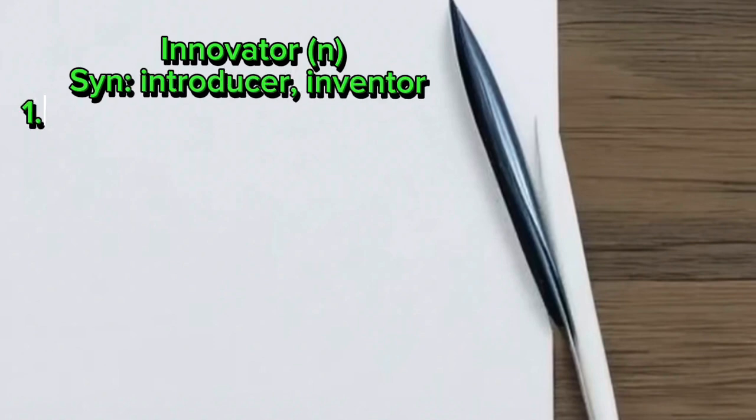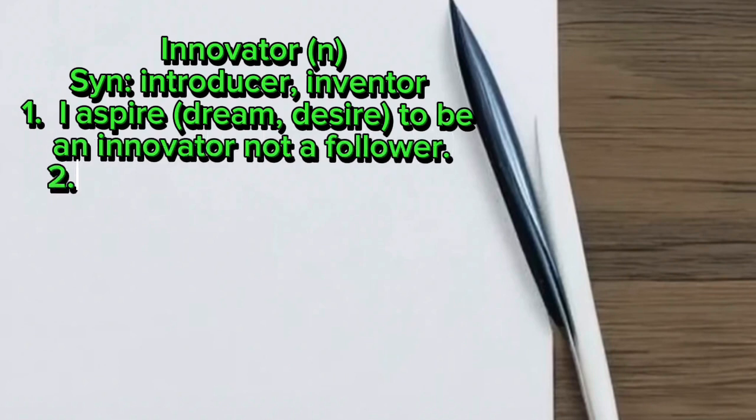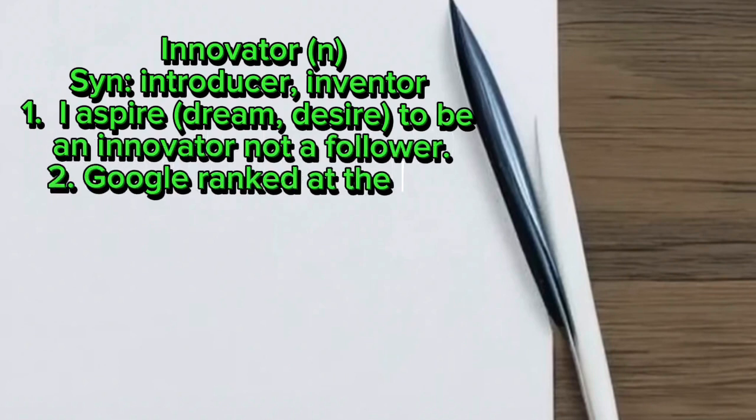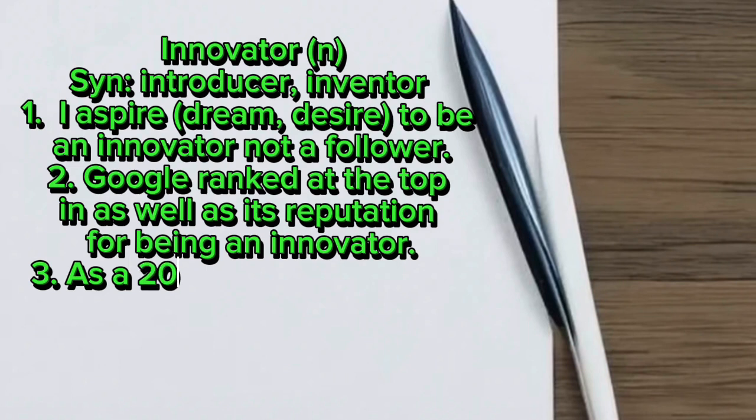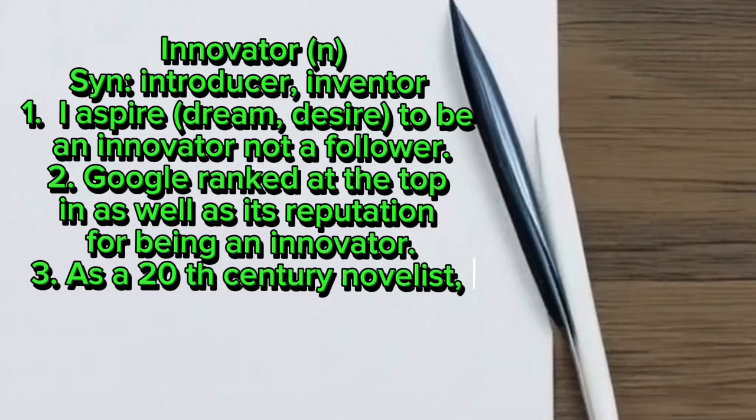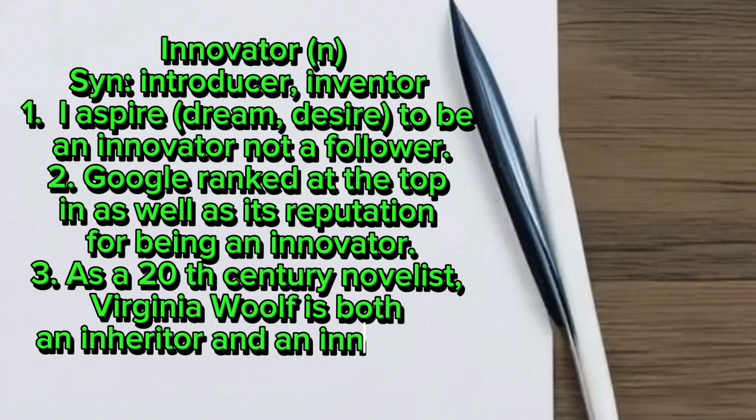Innovator, noun. Synonyms: introducer, inventor. Number 1. I aspire, dream, or desire to be an innovator, not a follower. Number 2. Google ranked at the top, as well as having a reputation for being an innovator. Number 3. As a 20th century novelist, Virginia Woolf is both an inheritor and an innovator.